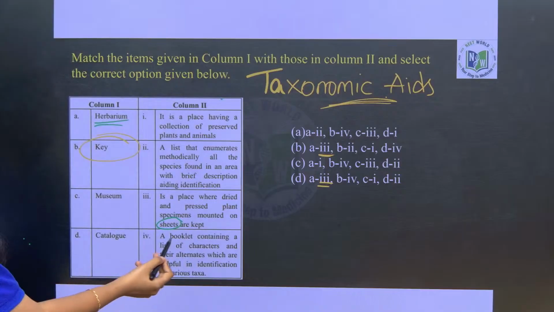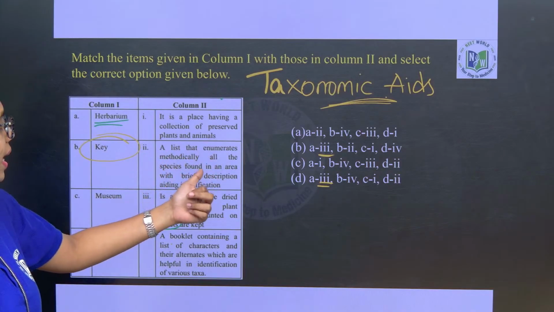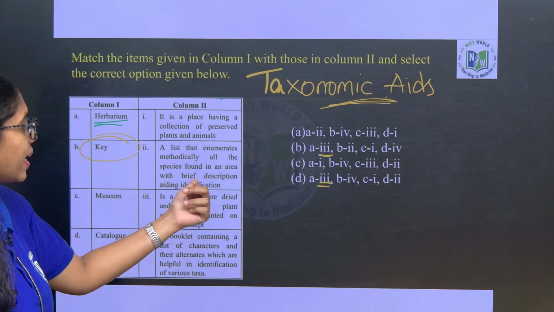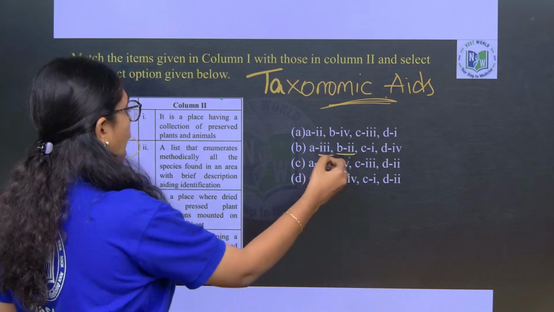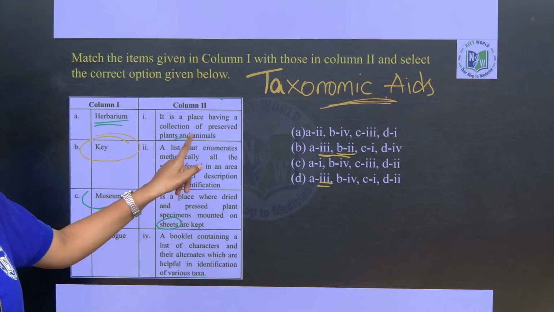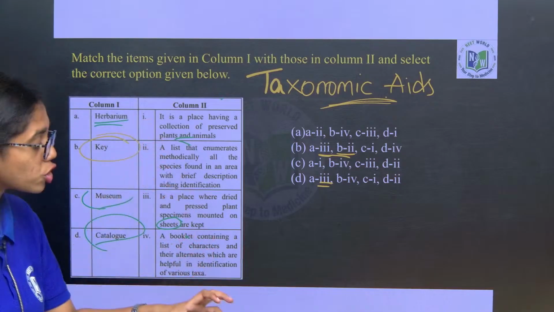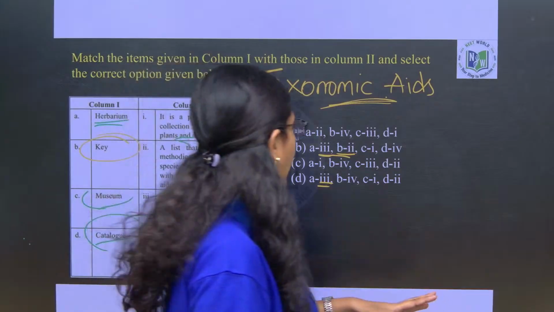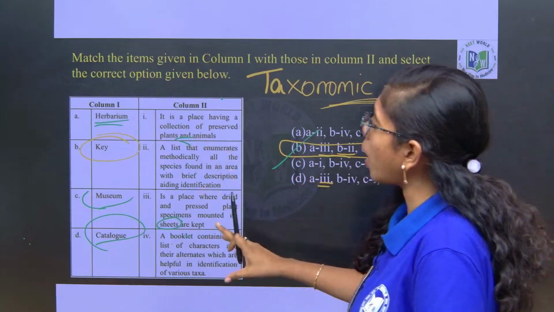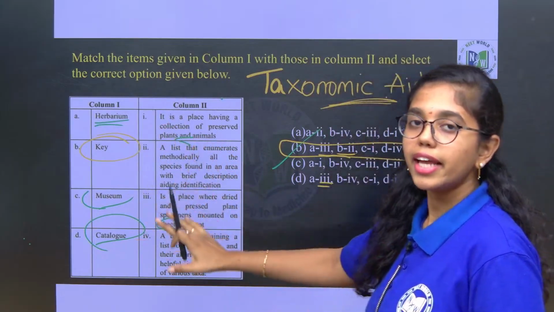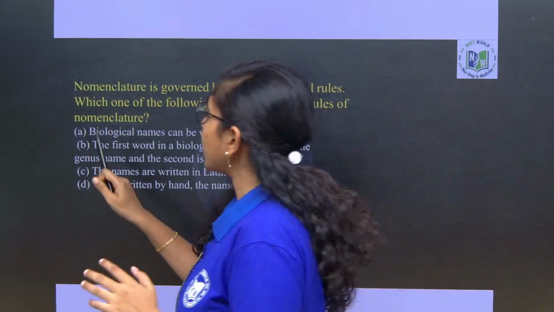So, here it is a booklet, if we consider a list that enumerates all the species found in the area, with brief descriptions aiding identification. And museum is a place of collection of plants and animals. Catalog, if you see, is a booklet which contains a list of characters about various taxa. So, here we have to go with option B. Just look into the statements properly, whether they are implying or not, then you have to go for choosing the option.